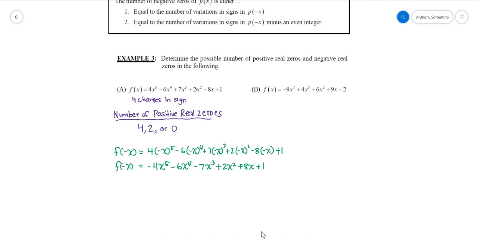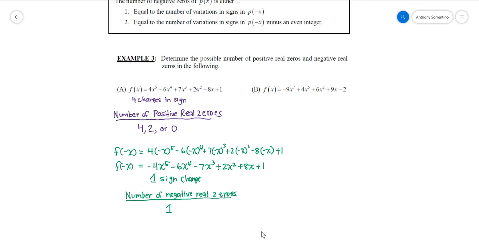And now I look at the variation, the sign changes in this. I go from a negative 4x to the 5th to a negative 6x to the 4th, no sign change. Going from the next term, no sign change. Going from the negative 7x to the 3rd to the 2x squared, there's a sign change. So I have one sign change. And then the rest of them are positive. So here I have one sign change. So the number of negative real zeros is 1, and that's it.